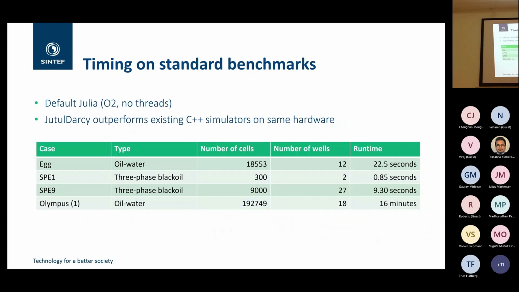Since we have a bunch of test problems, we can do a set of benchmarks. Just running Julia without threads and at standard optimization level, the fresh user experience, you get performance that is comparable to or outperforming C++ simulators on the same hardware. Many of these other simulators have hundreds of man years behind them in terms of optimizing and developing for exactly these test cases. So this is quite an encouraging result. Here you have models that are very small, 300 cells that run in less than a second, to bigger models with complex different rock types and many wells that run in about 15 minutes.